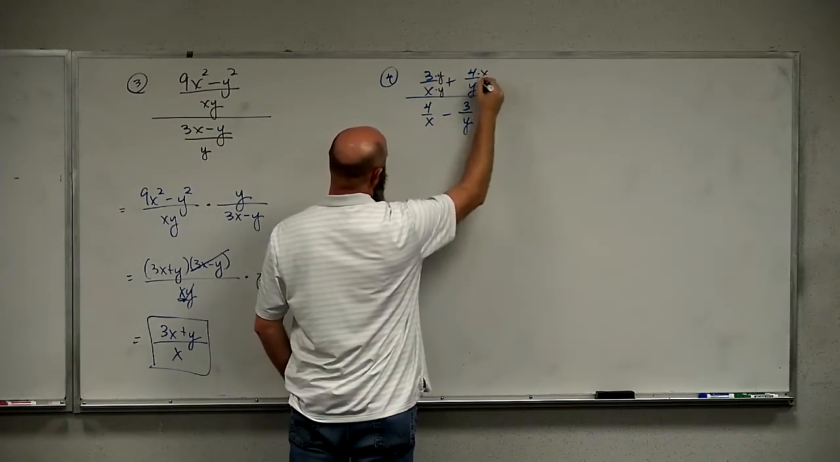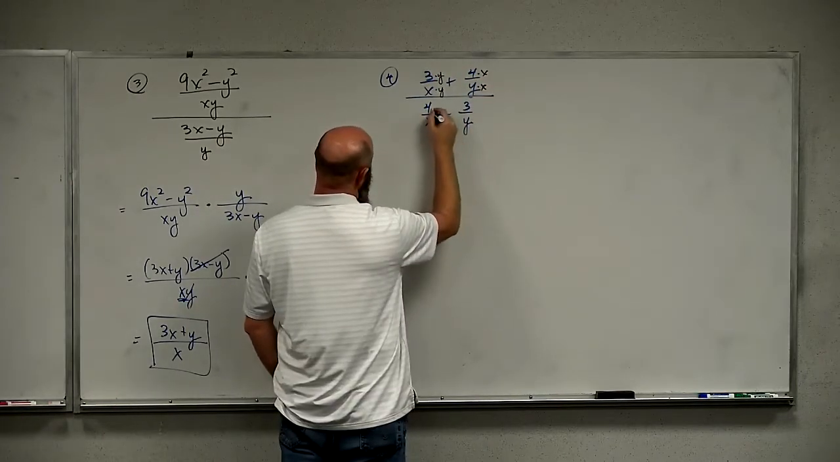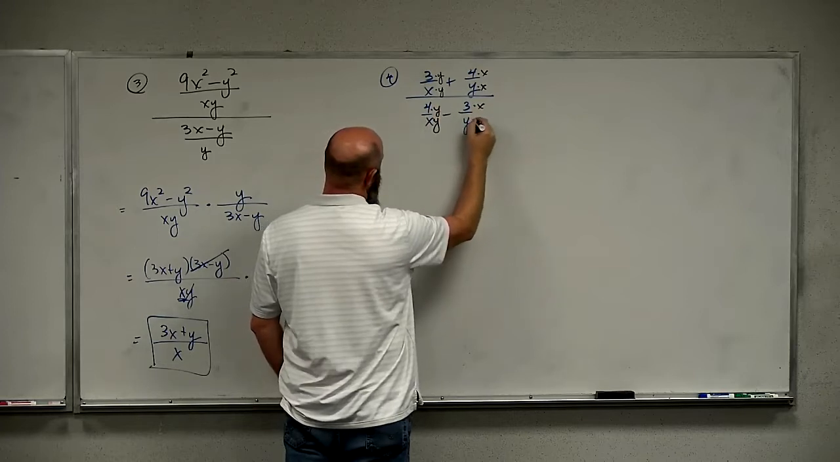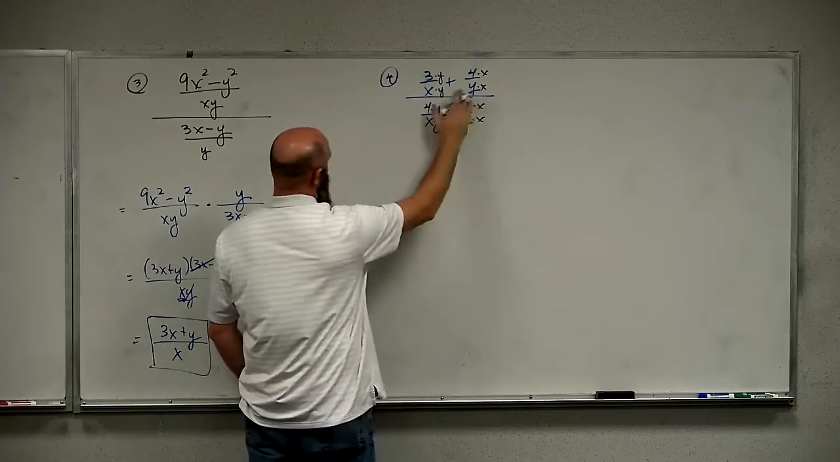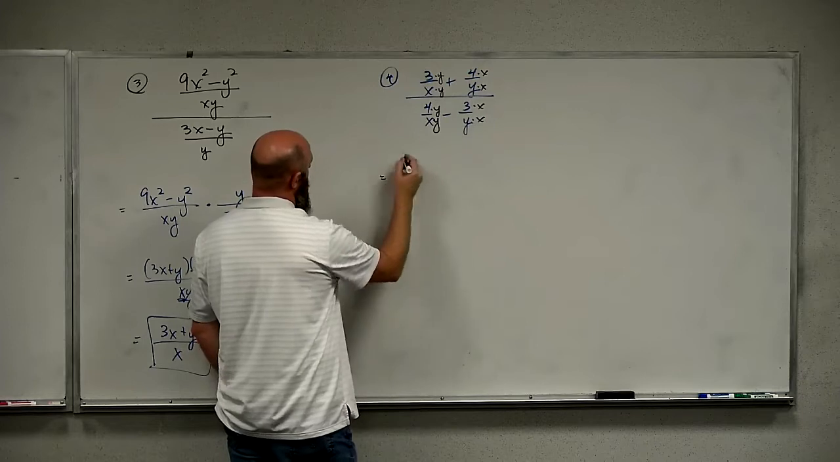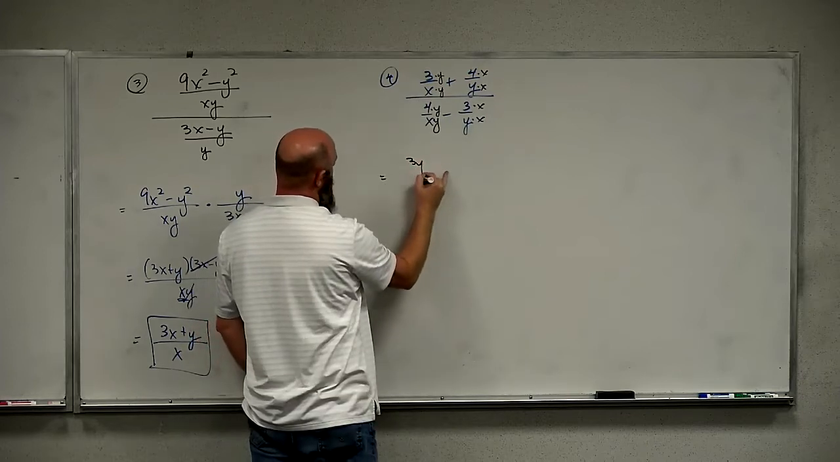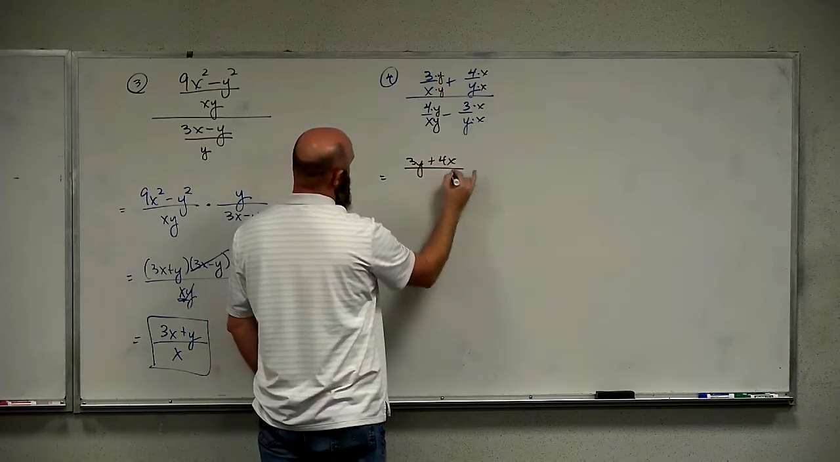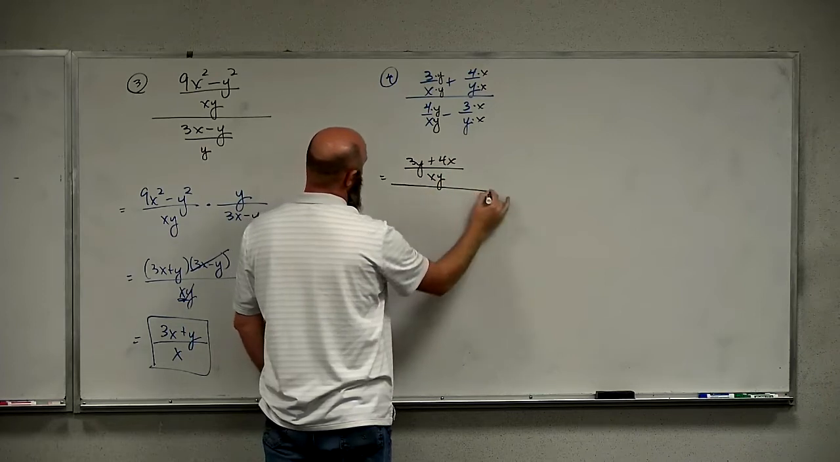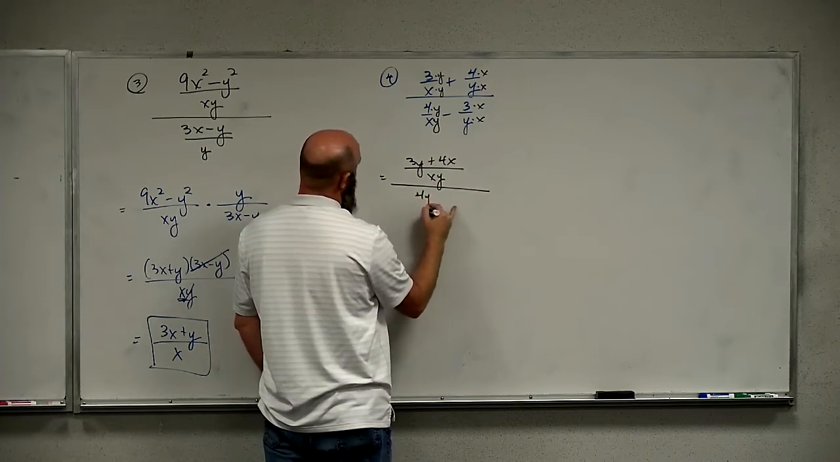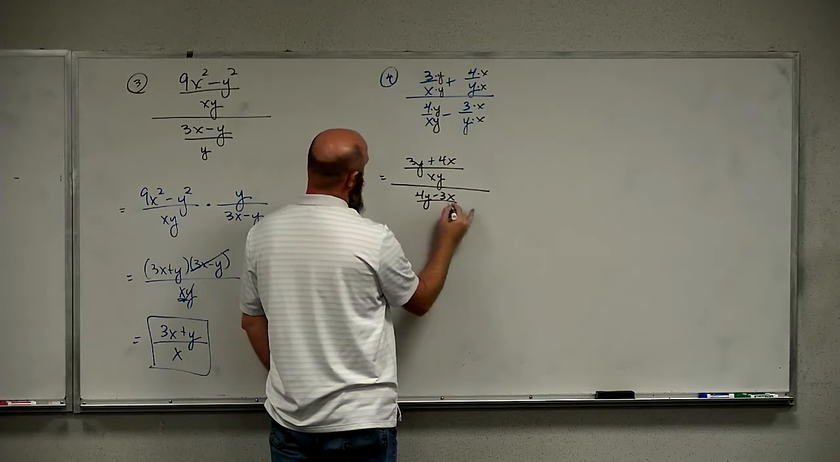So up here, this one's going to need a y. This one's going to need an x. This one's going to need a y. And this one's going to need an x, so that we have common denominators. So up here on top, I have 3y plus 4x over xy. And then on bottom, I have 4y minus 3x over xy.